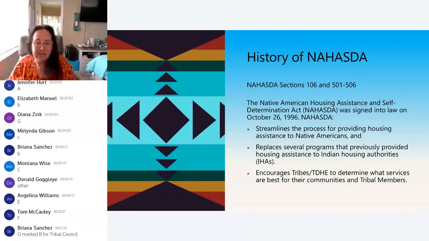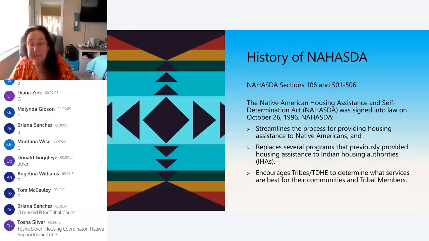It was signed into law in October of 1996. It was to streamline the process basically for us for providing housing assistance to Native Americans. It replaced several programs, different programs that we could actually compete for in some cases to fund our housing authorities. It encourages the tribes to determine what is best for your particular tribal members. And it also allows us to serve over income members under certain circumstances.